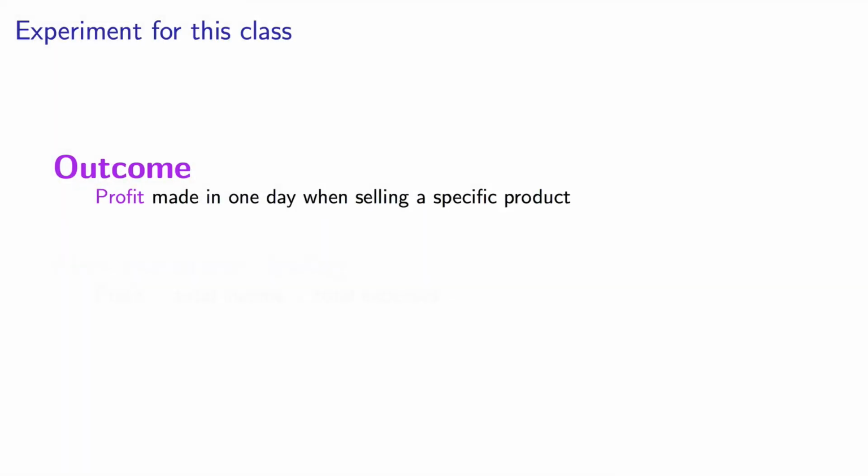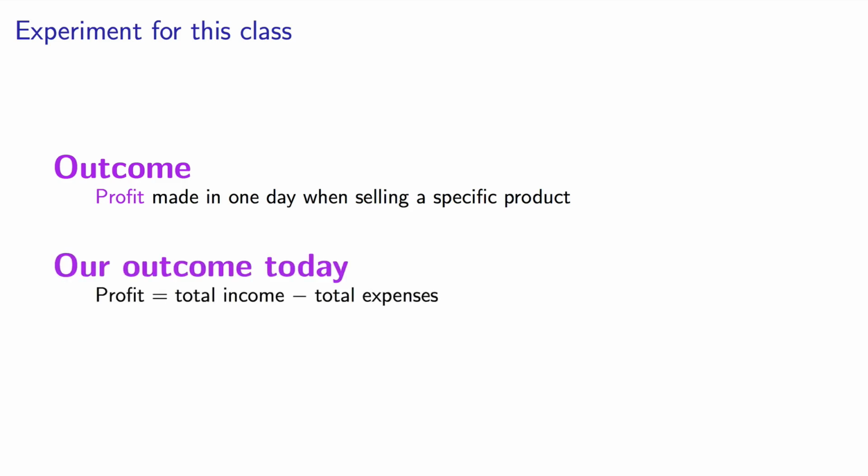The experiment I'm going to describe here has one outcome: the profit made in one day when selling a specific type of product in a store. Remember that profit equals income minus expenses. So when the store owner calculates the total income and then subtracts the total expenses, that number is called the profit and is the outcome of our experiment.